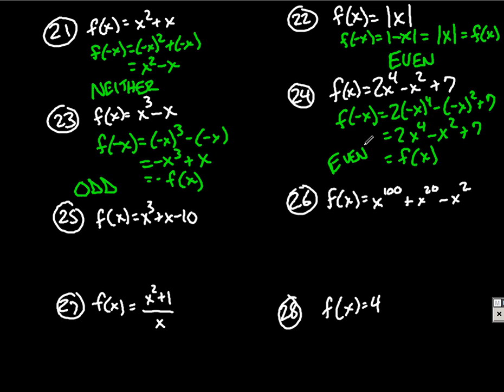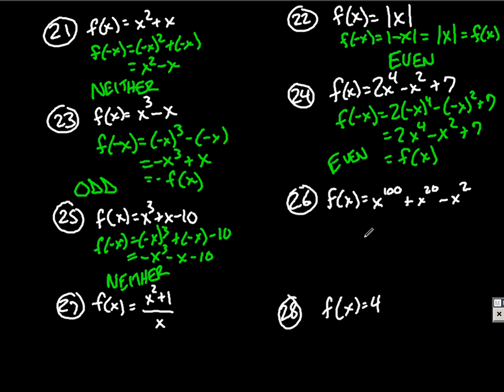Number 25, when I look here, f of negative x will be negative x cubed plus a negative x minus 10. Simplifying, negative, positive, negative, so it'll be negative x cubed minus x minus 10. The first two terms are opposite, however, that last term there is the exact same. So I can't say anything about this one. Can't say it's either odd or even. So I'm just going to say it's neither.